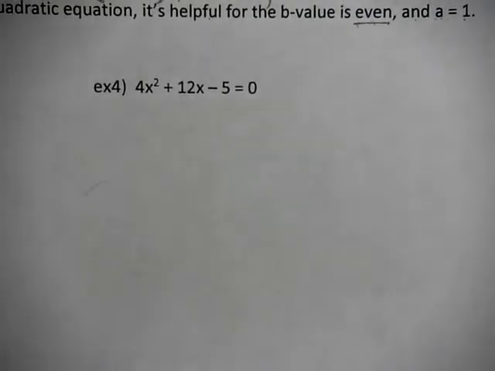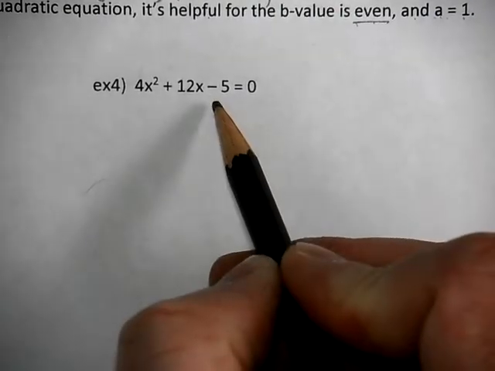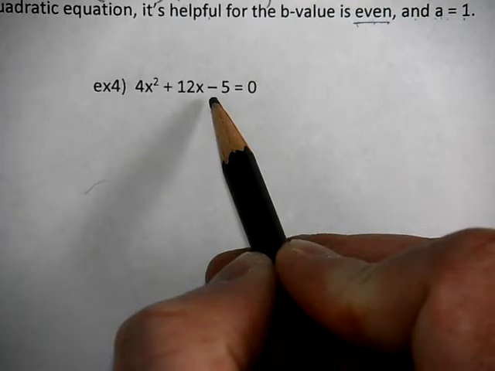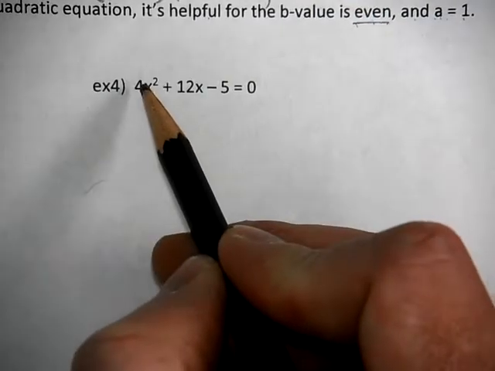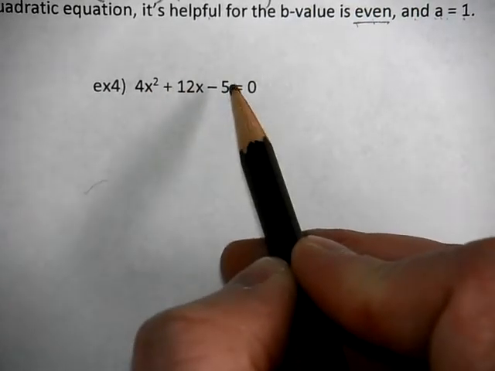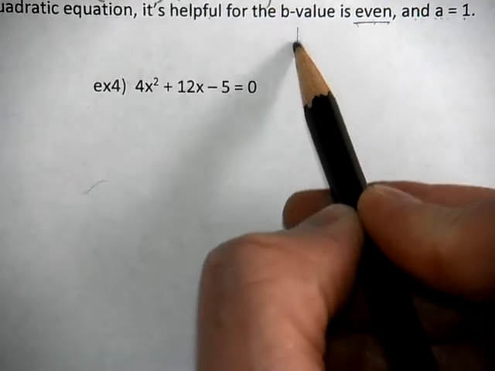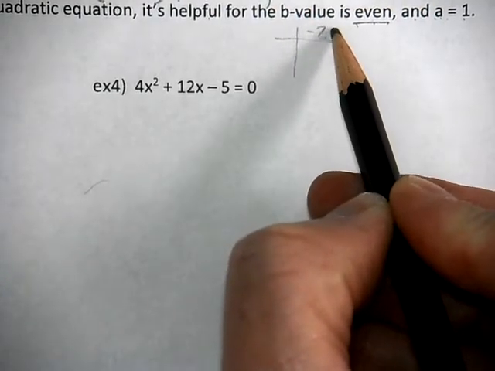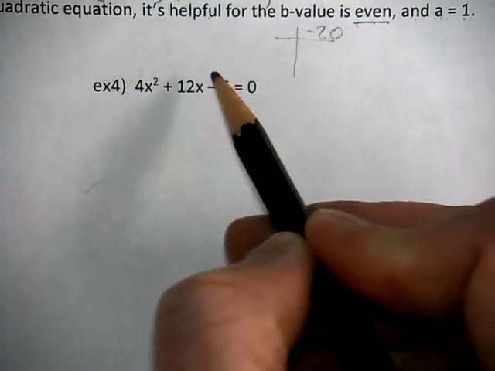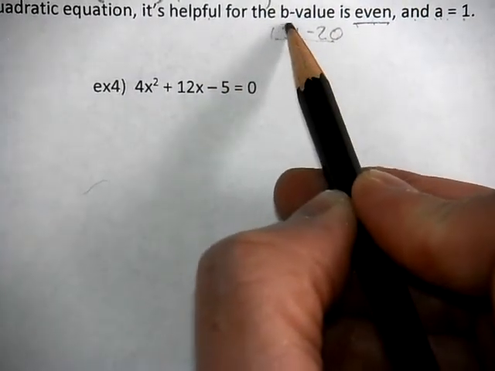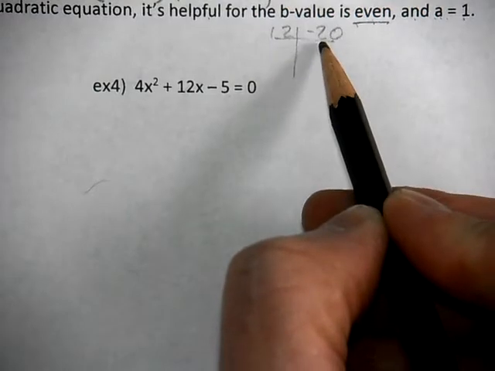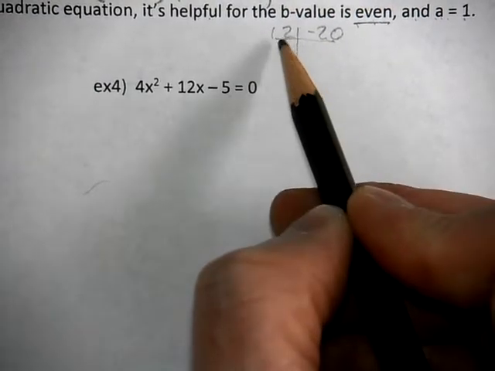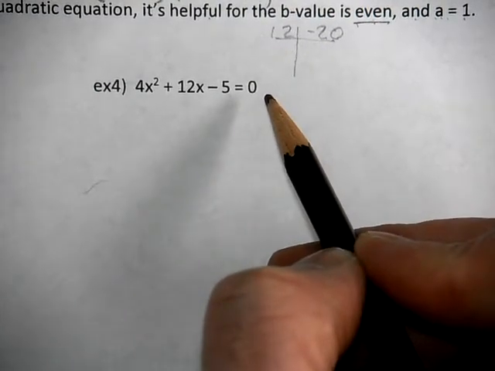Okay, this one is a little tougher. So we look at this for a moment and we say 4 times negative 5 is negative 20, and negative 20 that adds to be 12. Nothing multiplies to be negative 20 and adds to be 12.